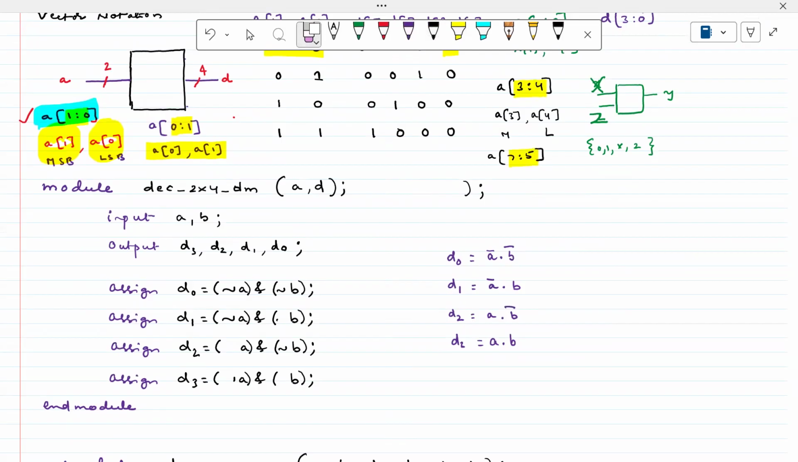Are you getting this point? Look at this one. Simply A and D. But when the input is declaration, I should mention what is the size of A, what is the size of D. Okay. So let me go and write.